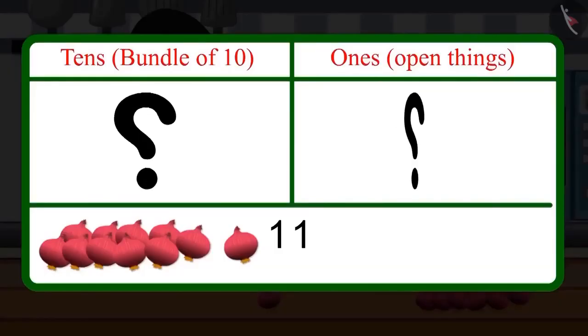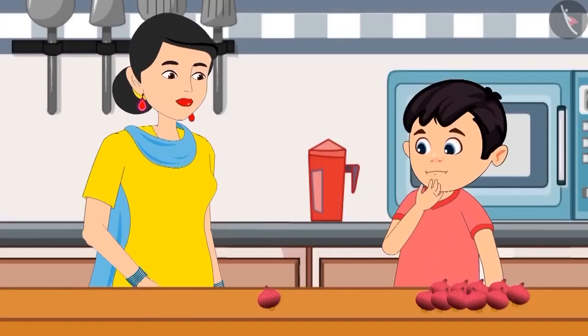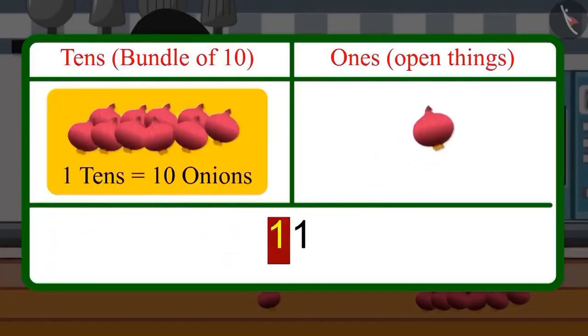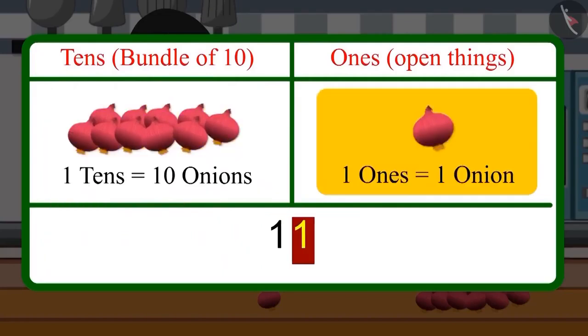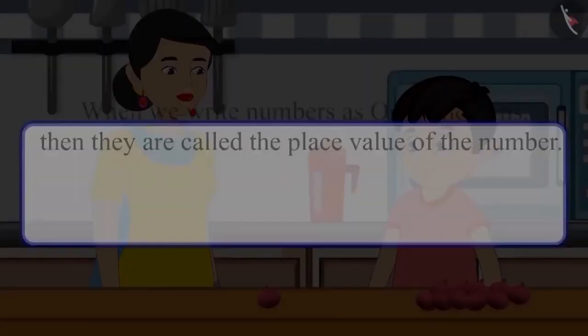So now can you tell me how many tens and ones are there in 11 onions? There would be 1 ten and 1 one in 11 onions, isn't it, Mummy? Yes, Chotu, you are absolutely right.